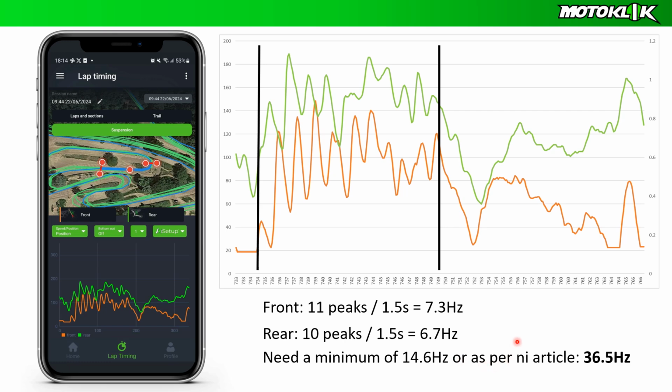However, in the National Instruments article, it recommends up to 5 times the frequency to retain information. So that would be 36.5 hertz. So there we have it. In motocross data for this circuit, in theory, we only need a sample rate of 36.5 hertz to retain the information. So what happens then from using such a low frequency? Why don't we do that?